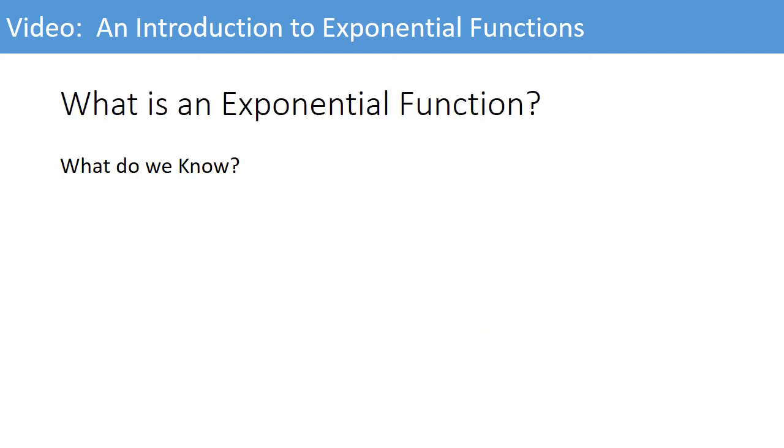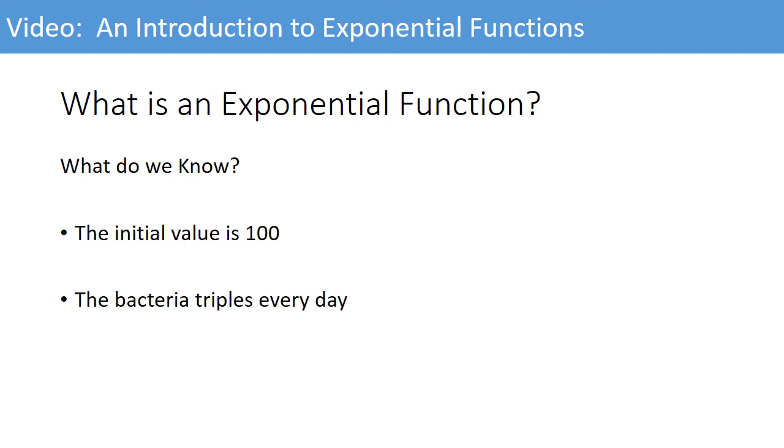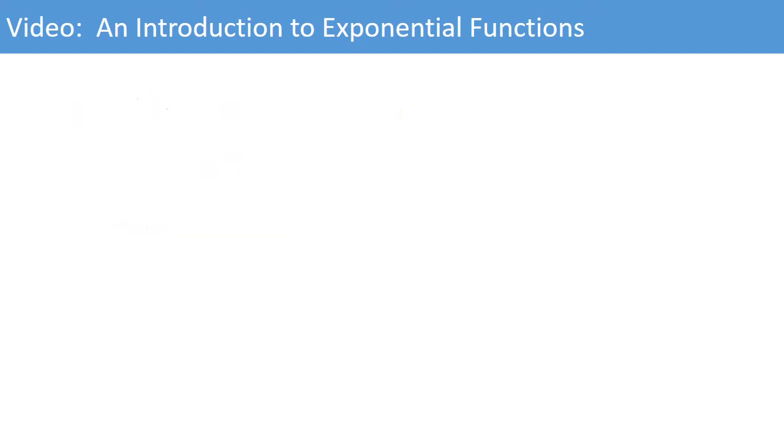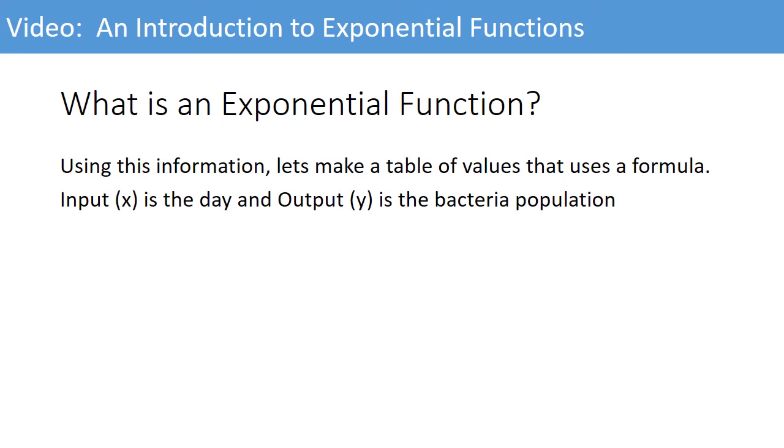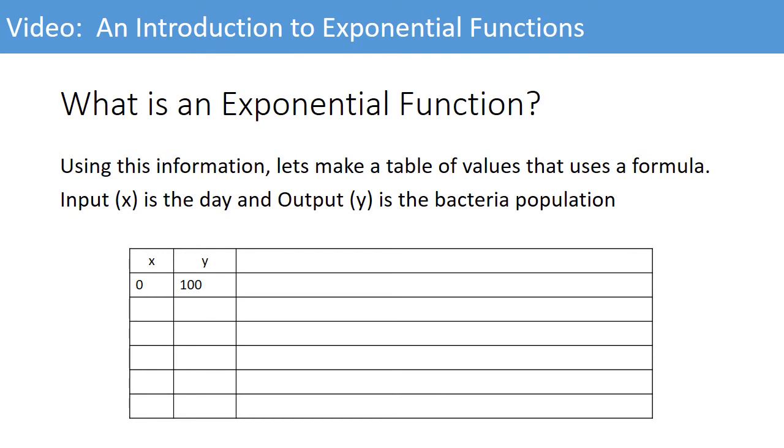To help us, let's look at what we know. The initial value, or the original number of bacteria, is 100. The bacteria triples every day. Now, using this information, let's look at the table of values again, but using a formula this time. Remember, the input x is the day, the output y is the bacteria population. Again, we start at day 0, we have an initial value of 100.